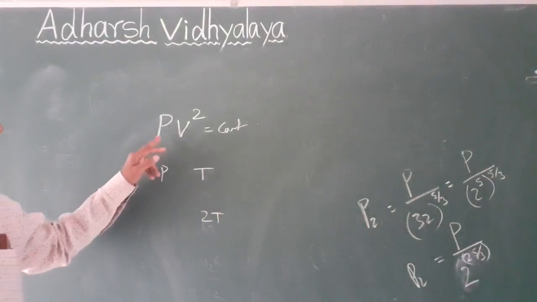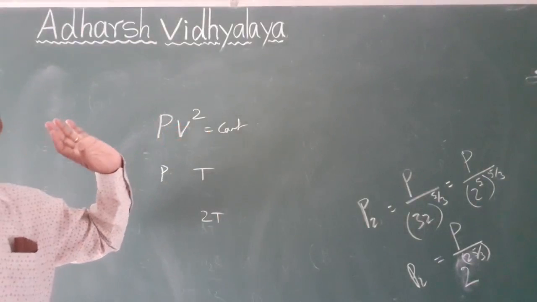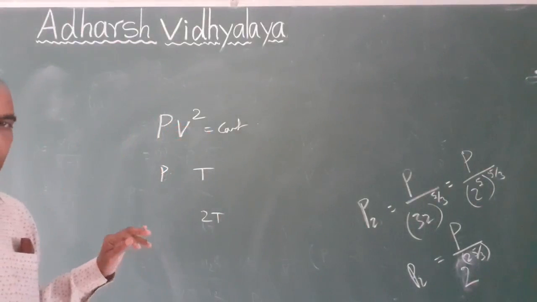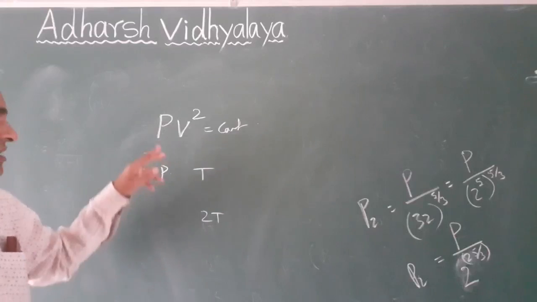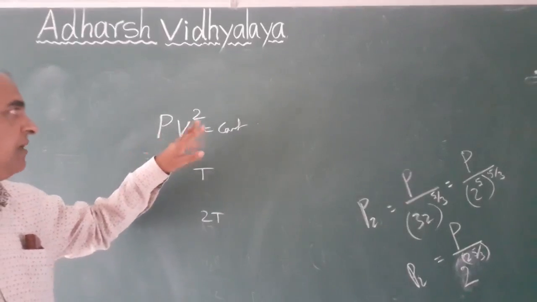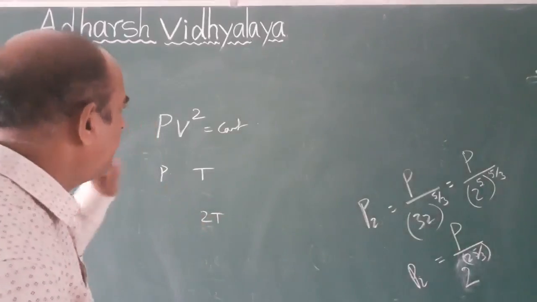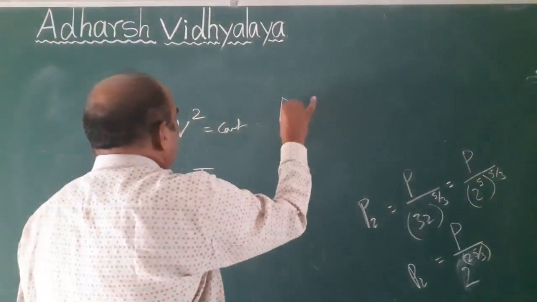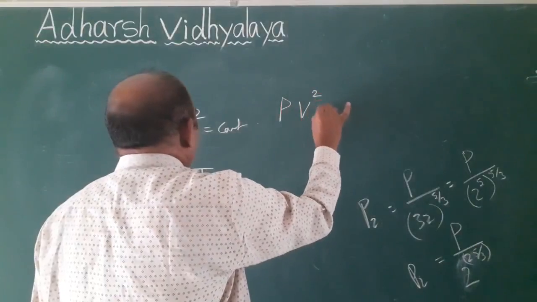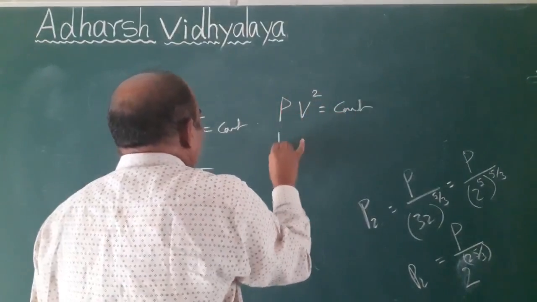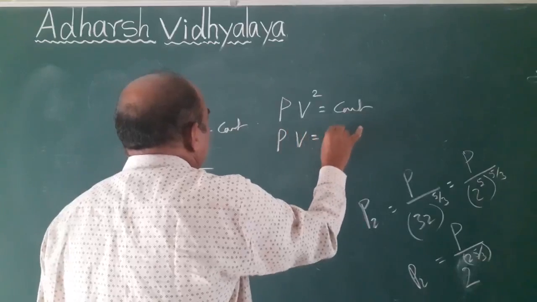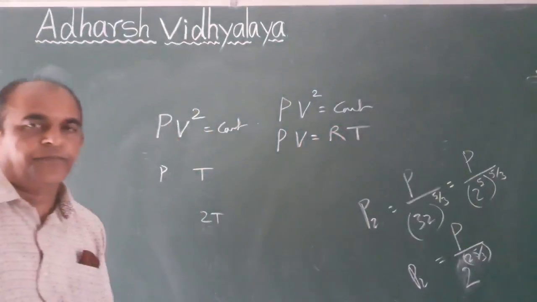So they have given PV squared constant. First we have to obtain the pressure-temperature relation. This gas obeys this law, PV squared is a constant. It is not isothermal, not adiabatic, some other process. Then PV squared is a constant, and the general gas equation PV is equal to RT, you can write it.